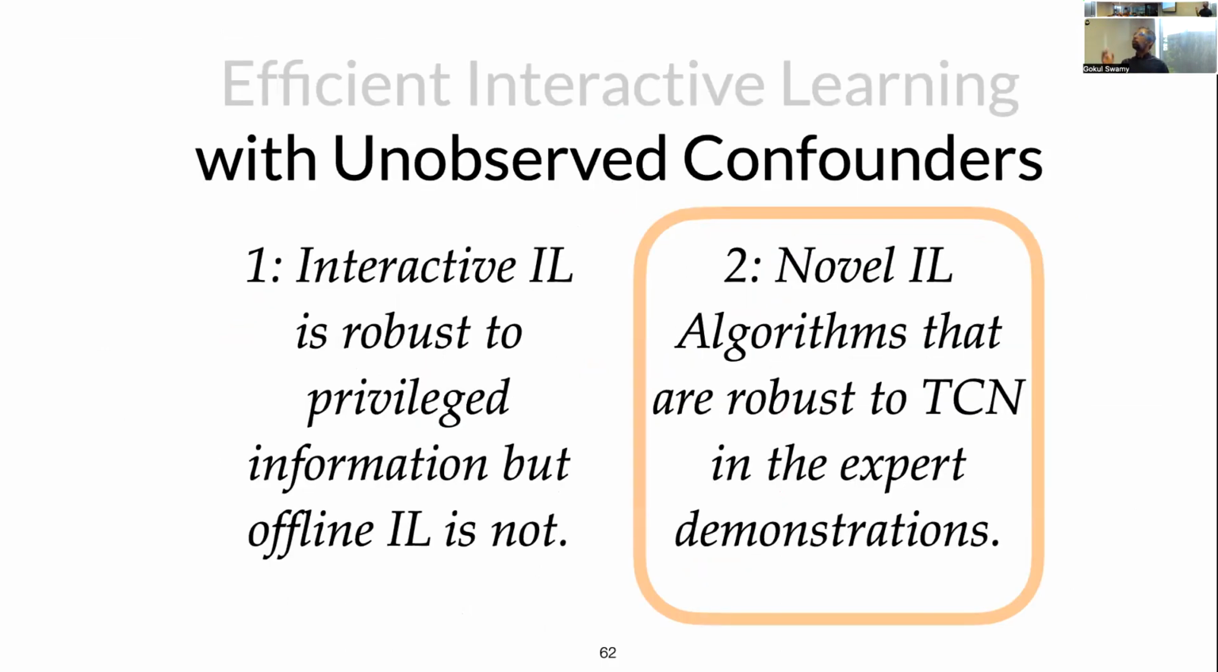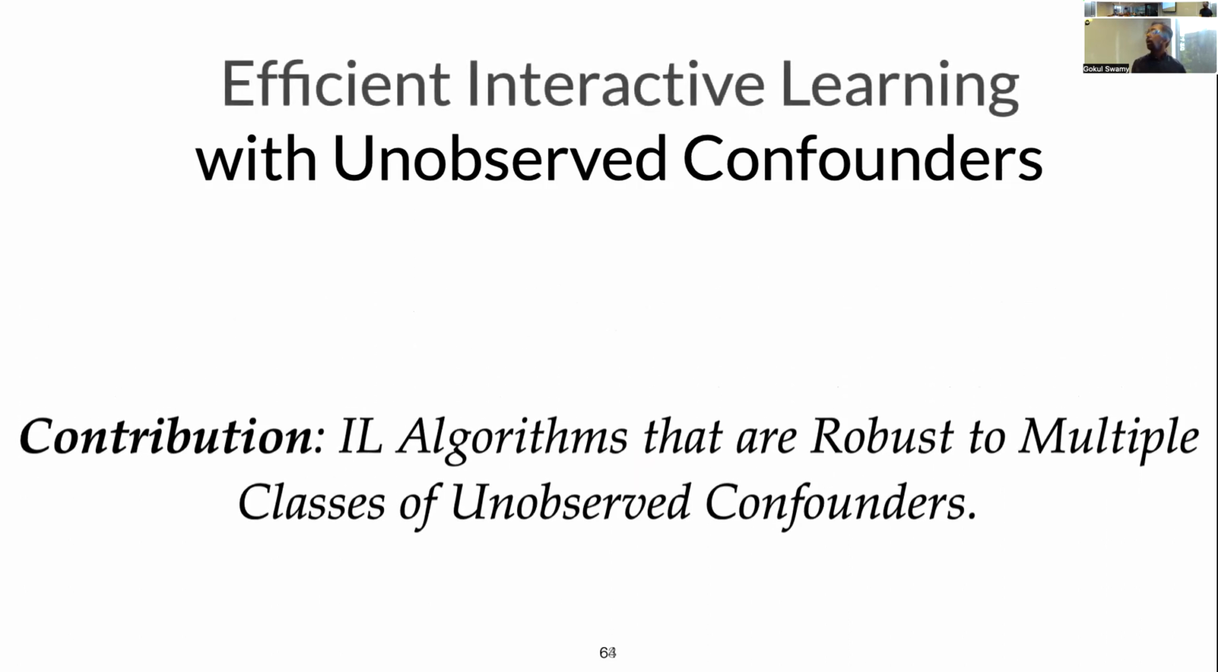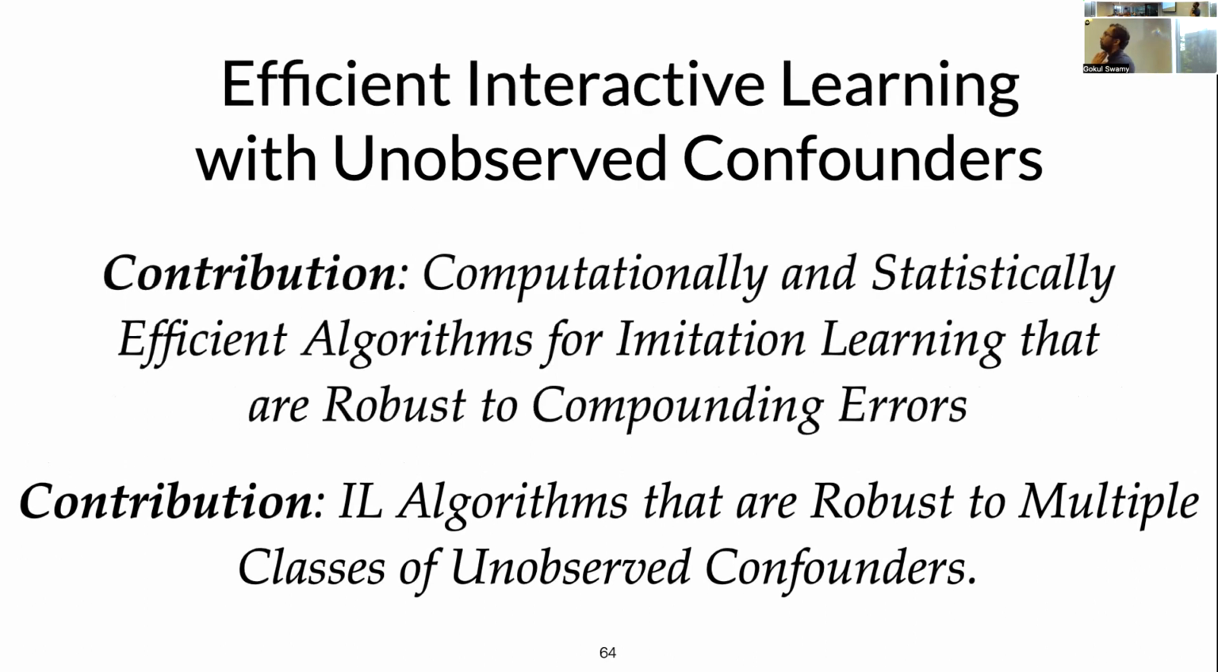So in short, the contribution of this part of the talk is algorithms that are robust to temporally correlated noise in the expert demonstrations. To summarize the unobserved confounders part of this talk, we have imitation learning algorithms that are robust to multiple classes of unobserved confounders. So putting it all together, we have algorithms that are both statistically and computationally efficient and robust to compounding errors, as well as algorithms that can move beyond this idealized setting and actually handle situations with unobserved confounders.